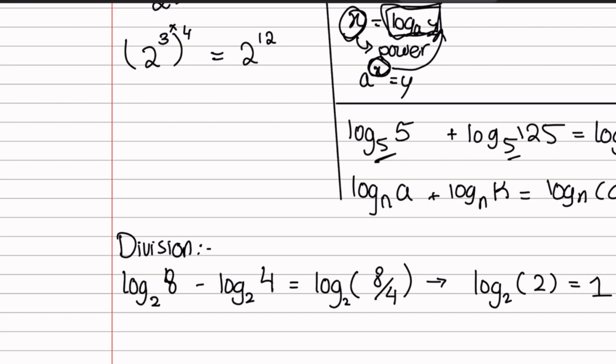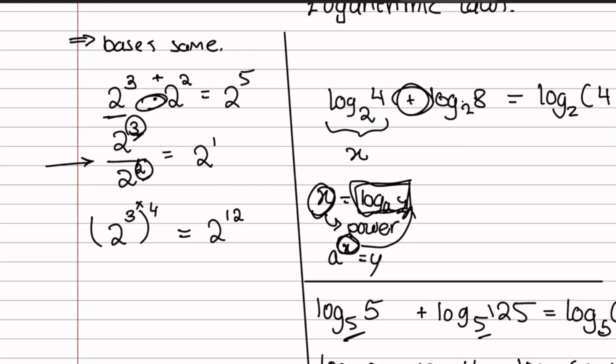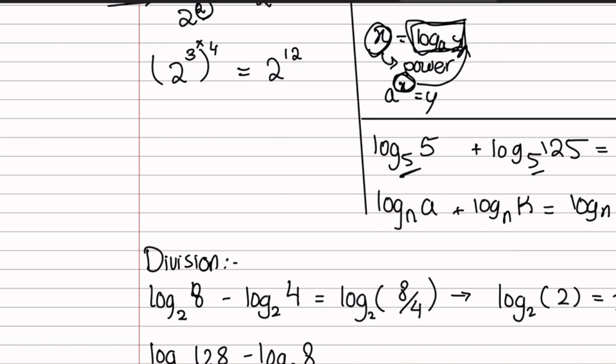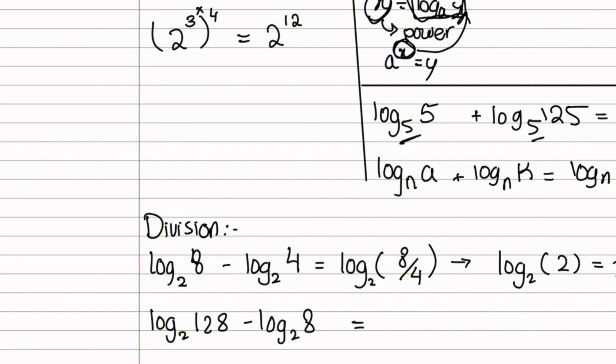I'm going to give another example for a division rule. Let's see. For example, log base 2 of 128 minus log base 2 of 8. I understand that I'm using 2 quite frequently, didn't really mean it, but the example still holds for every other number, of course. Okay, there is subtraction, so there must be division between your results. 128 divided by 8 is 16.